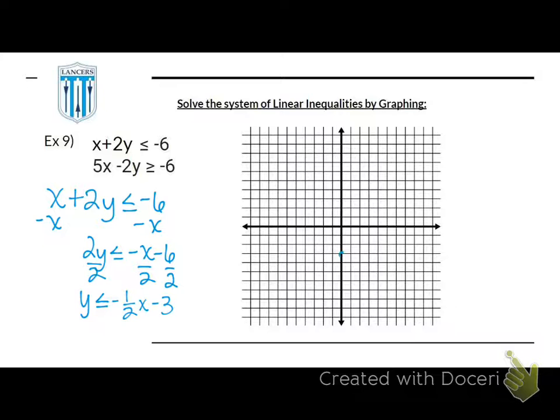My starting point is negative 3 on the y-axis. From there, I'm going down 1, right 2, or up 1, left 2. My line through these points should be a solid line. And I should shade below because it's a less than.